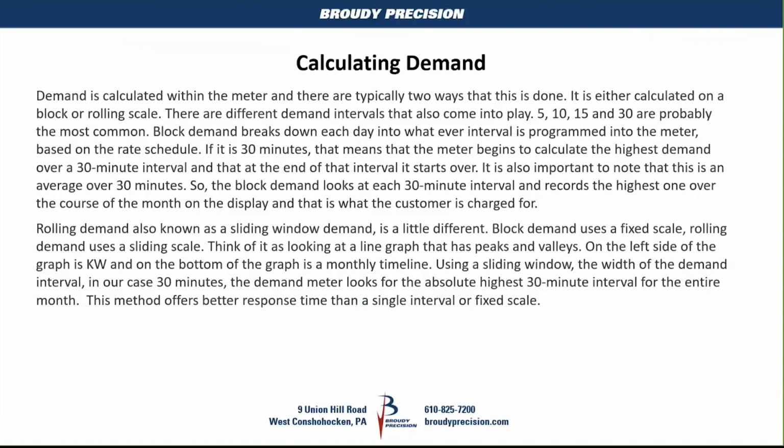So, as I said in the beginning, and I'm going to make this in very, very simple terms, the highest half an hour of energy usage over the entire year is what your rate is. Now, the other way that you can do things is called a sliding window demand, also known as a rolling demand. The block uses a fixed scale, whereas a rolling demand uses a sliding scale.